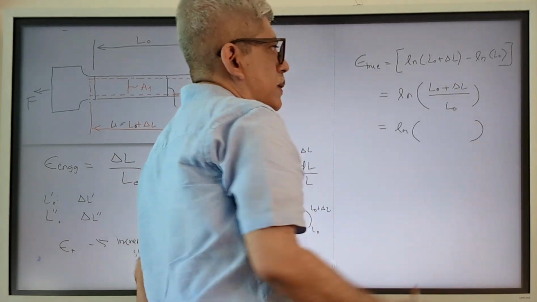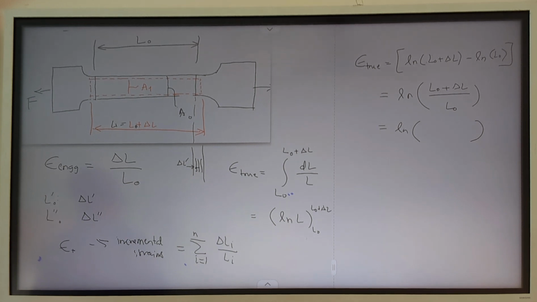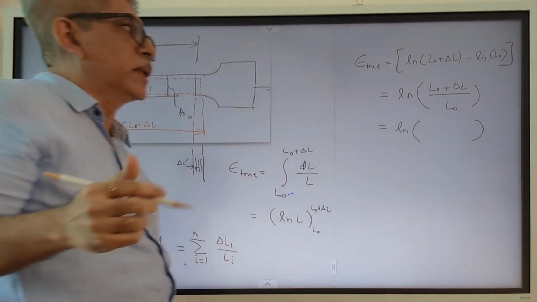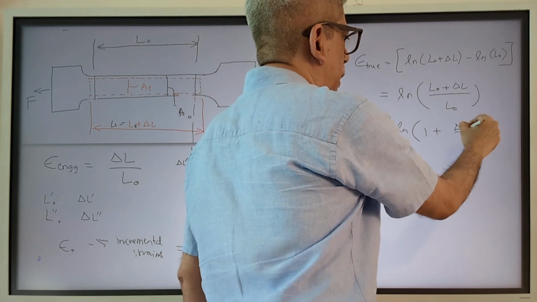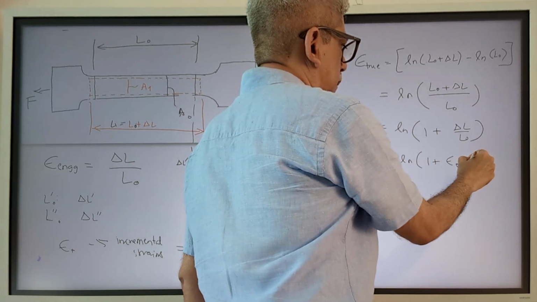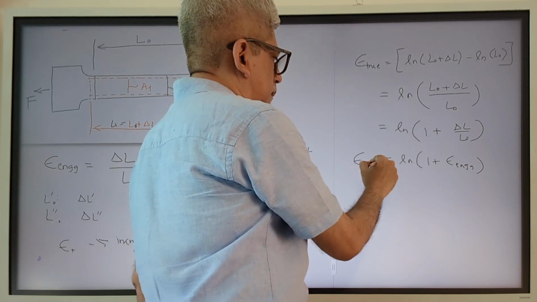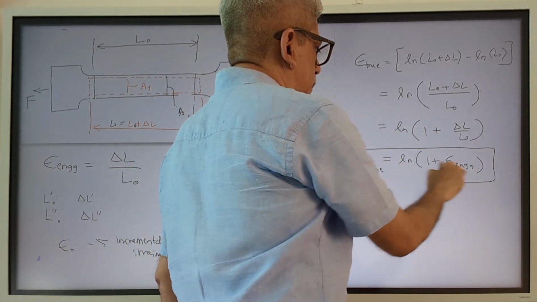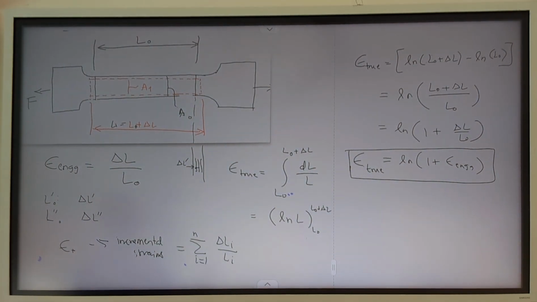Now can you tell what this particular ratio, can you write this ratio in terms of engineering strain? It is 1 plus engineering strain, that's right. So if you distribute this, it is 1 plus delta L by L naught. So we get the expression for true strain in terms of engineering strain as given by this particular equation.